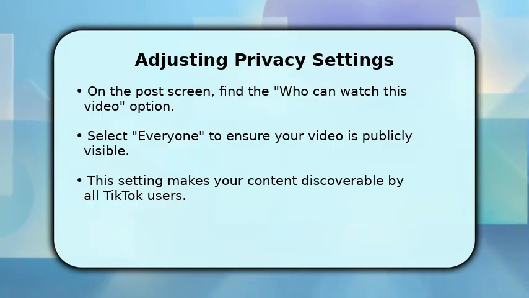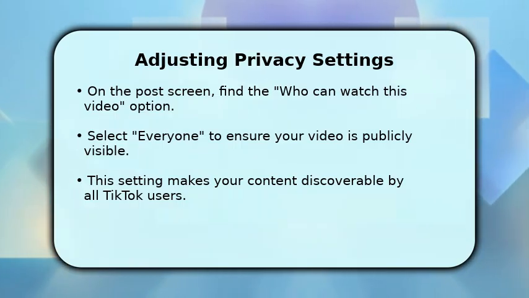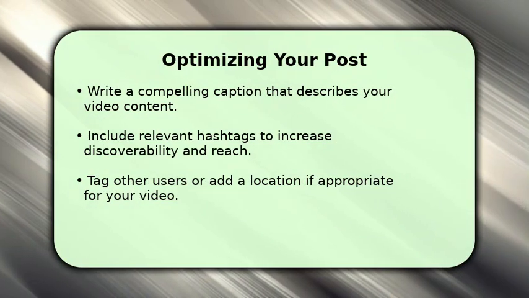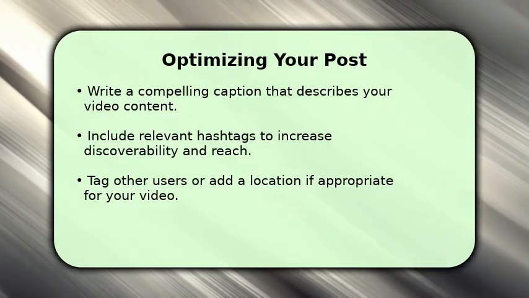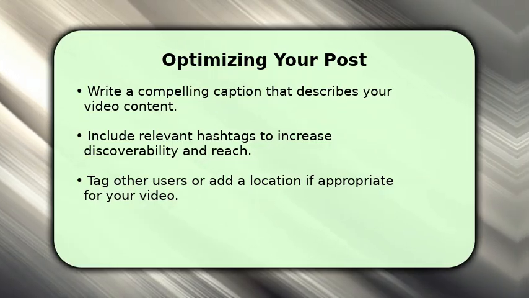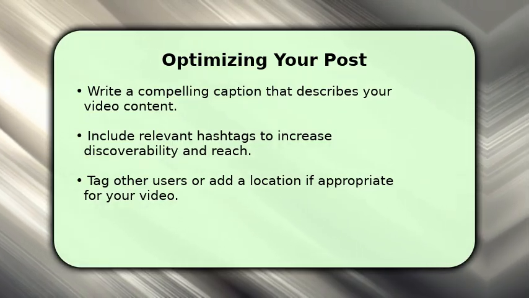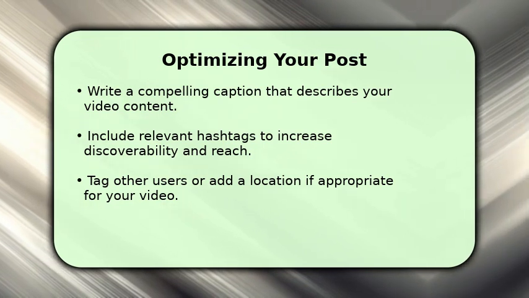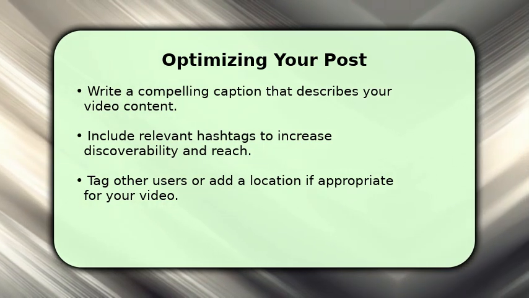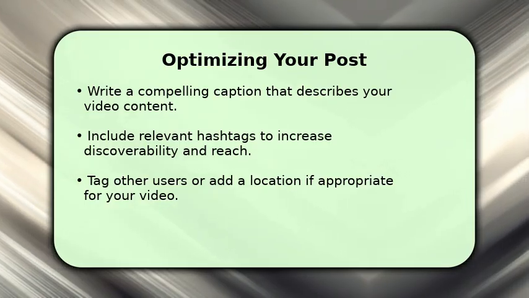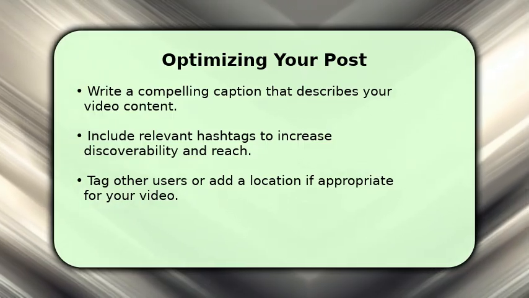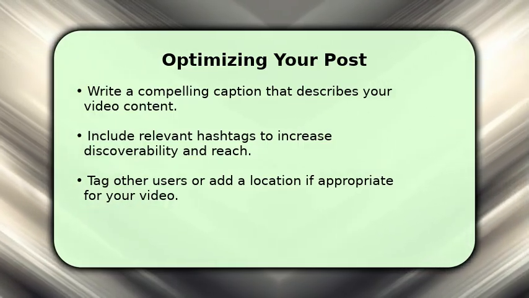This step is essential because it allows your video to be seen by all TikTok users, not just your followers or friends. Now, let's optimize your post for maximum reach. Write a clear and engaging caption that tells viewers what your video is about. Don't forget to include relevant hashtags. These are vital for discoverability and help new audiences find your content. You can also tag other users or add a location if it enhances your video's context and appeal.